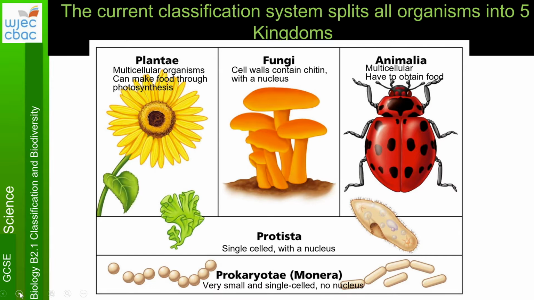Animalia, the animals, who are also multicellular but have to obtain their food. They may either be herbivores or carnivores or omnivores. The Protista are single-celled with a nucleus, such as amoeba and chlamydomonas and the algae. And the prokaryotes, which are small single-celled organisms with no nucleus, so examples are things like bacteria.